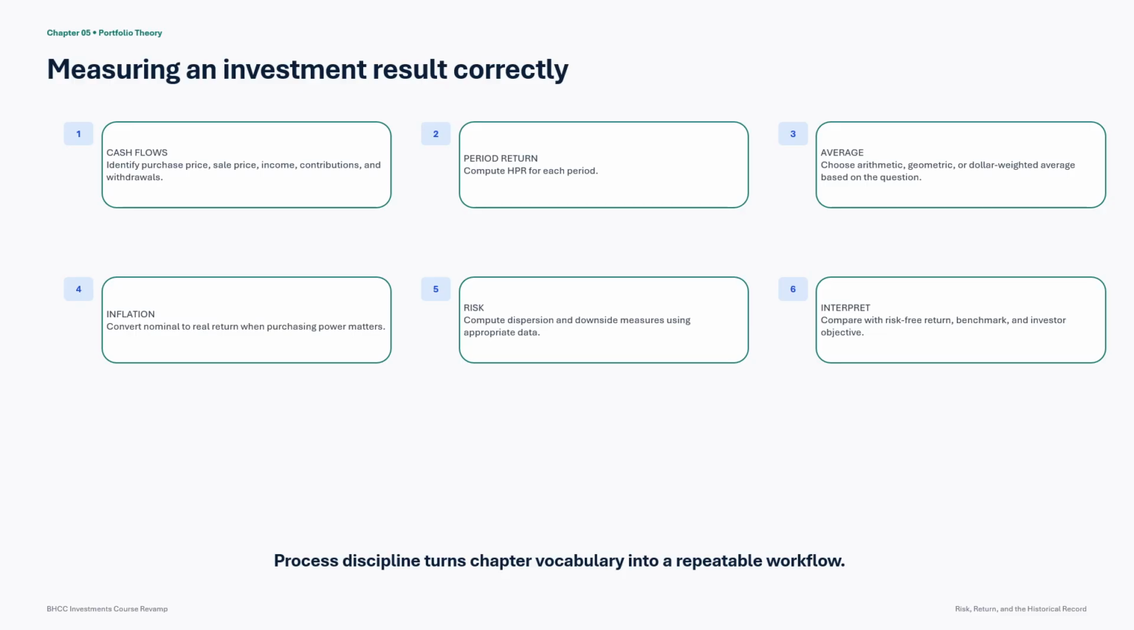Compare the result with the risk-free rate, an appropriate benchmark, the investor's objective, and the risk taken. A useful example is an investor who adds a large amount immediately before a market decline. The fund's time-weighted return may be unchanged, while the investor's dollar-weighted return deteriorates. Neither number is lying. They are answering different questions. Process discipline helps us ask the right one.